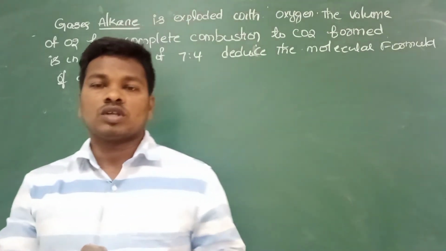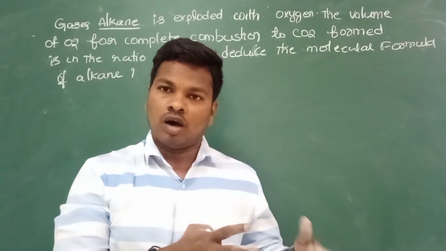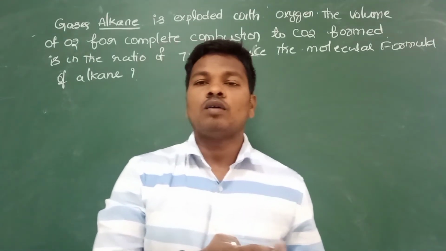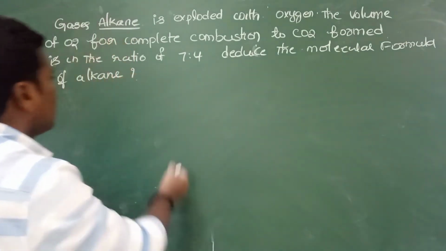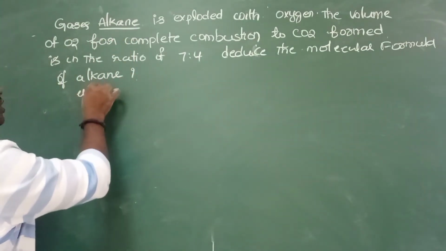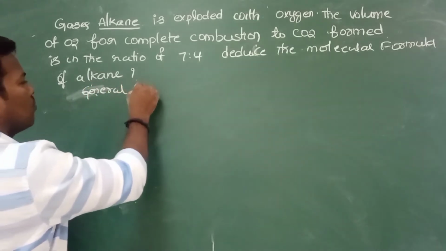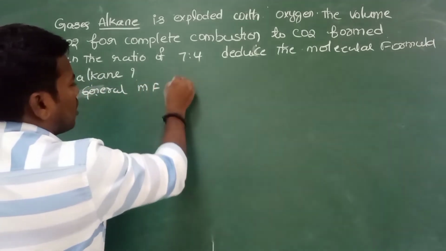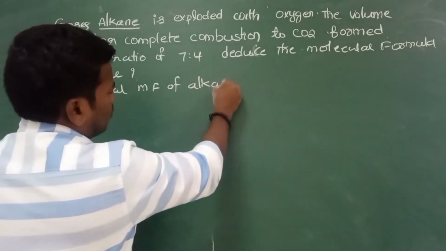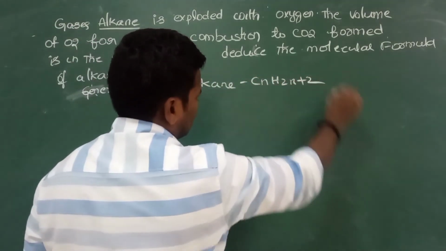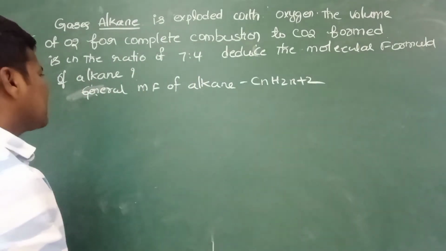So they are asking about the molecular formula of the alkane, given the O2 to CO2 ratio. First of all, we have to know the general molecular formula of the alkane. The alkane is CnH2n+2.